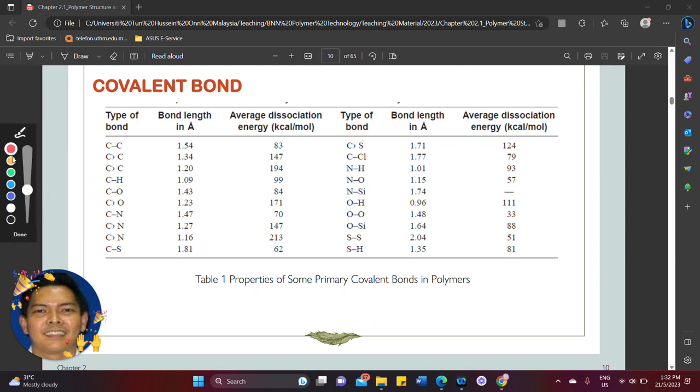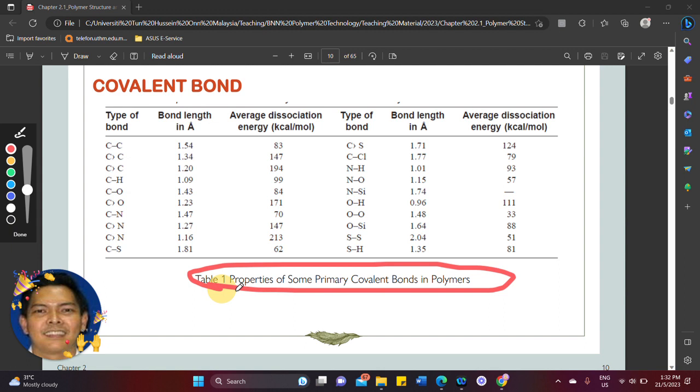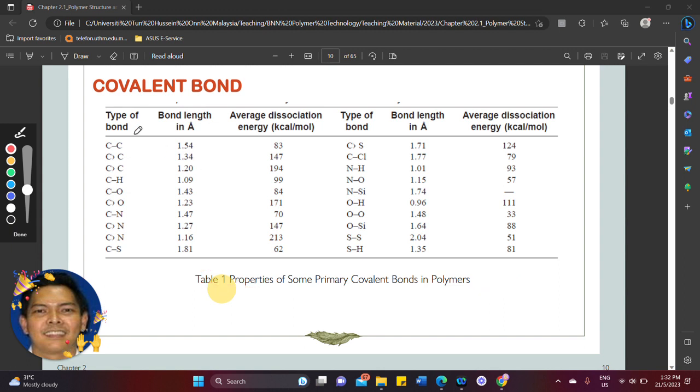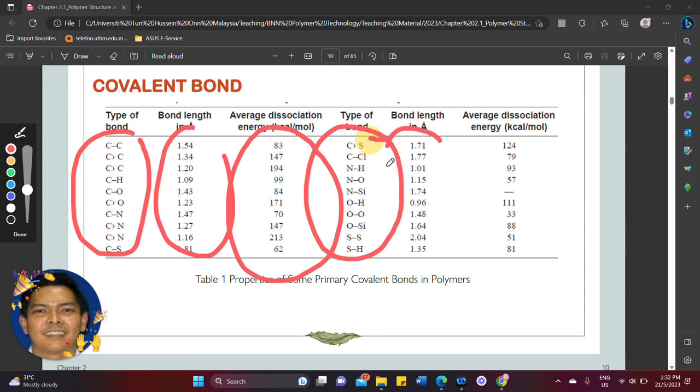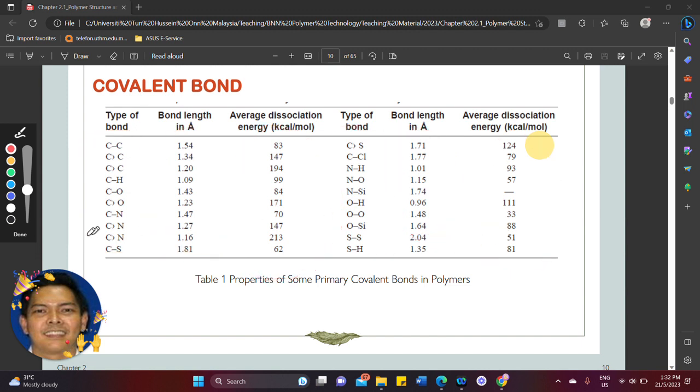Table 1 exhibits the properties of some primary covalent bonds in polymers. As you can see, the type of bond, the bond length, and the dissociation energy are shown. The type of bond involved in each polymer, the bond length, and the average dissociation energy in each polymer are shown in Table 1.